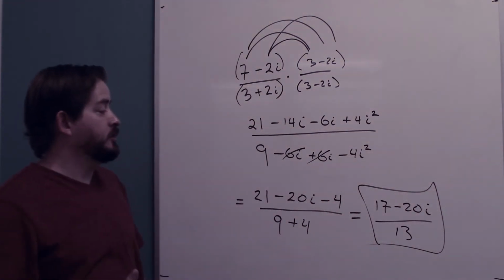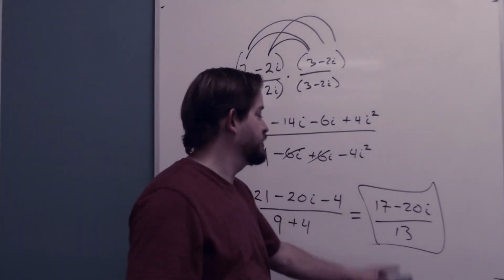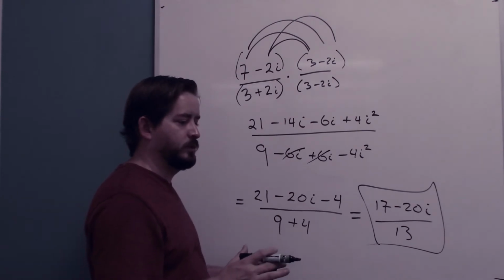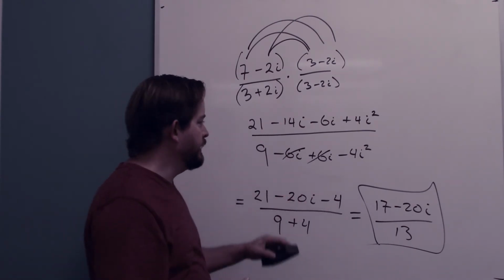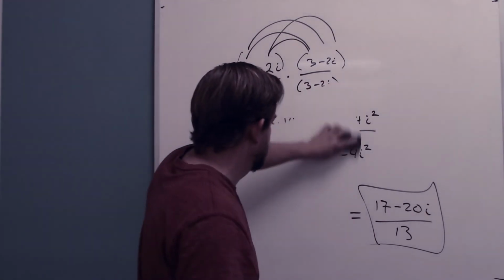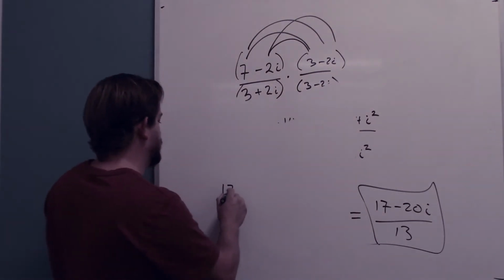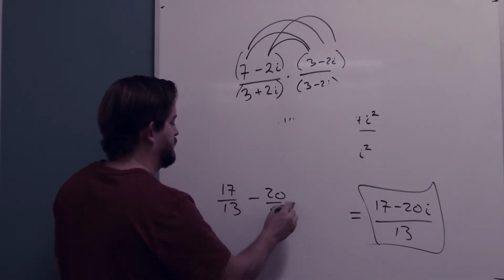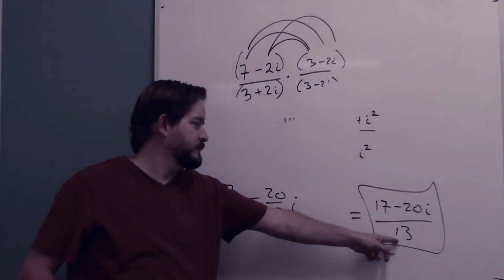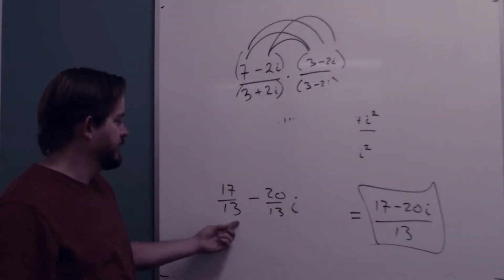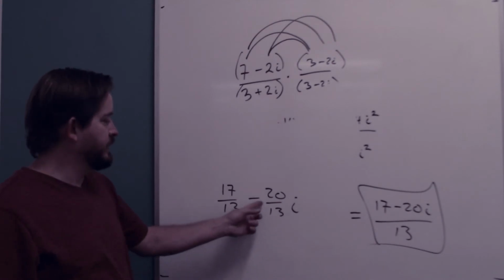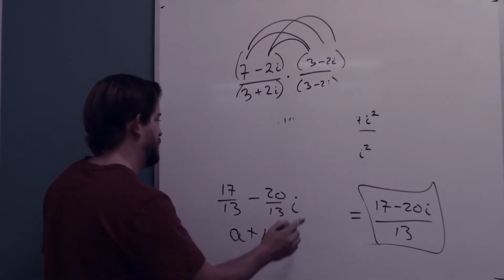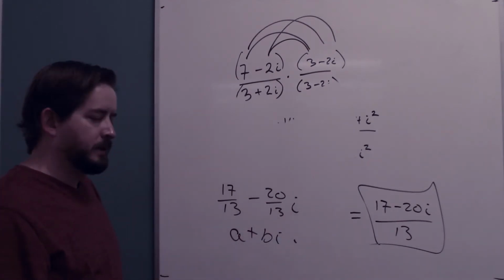A lot of times they'll ask you to put it into a plus bi form, right? So if you're on a test that you're writing, which is not going to happen in this class because we are in the world's weirdest year, this would have been fine. If you're on a test, just break this up and call this 17 over 13 minus 20 over 13 i. Break each piece of this over 13 individually. a is your 17 over 13, b is negative 20 over 13, and that's in the a plus bi form. Good.